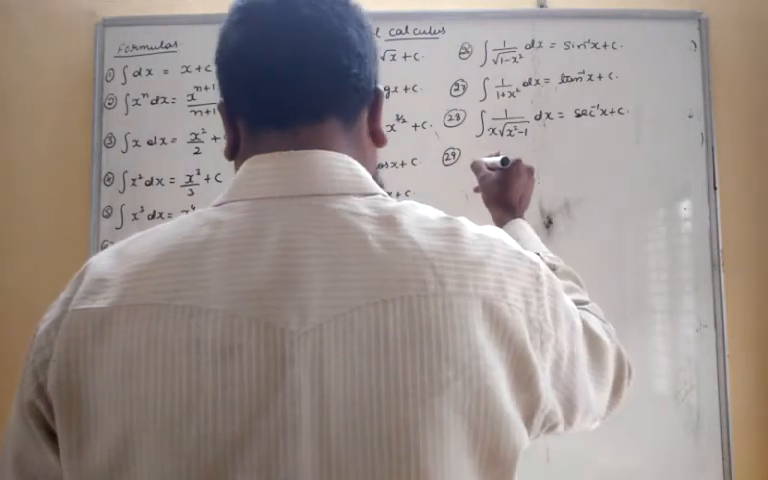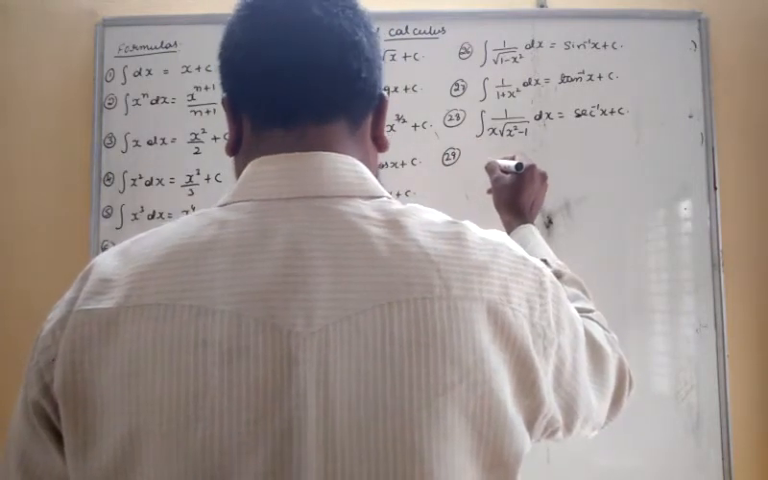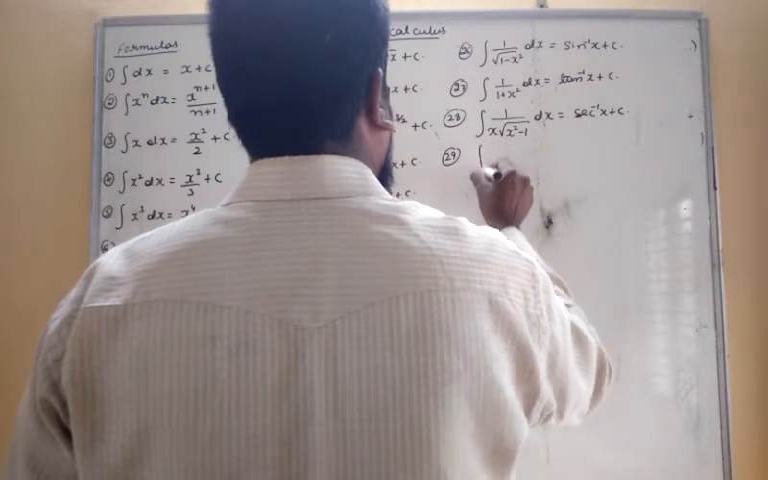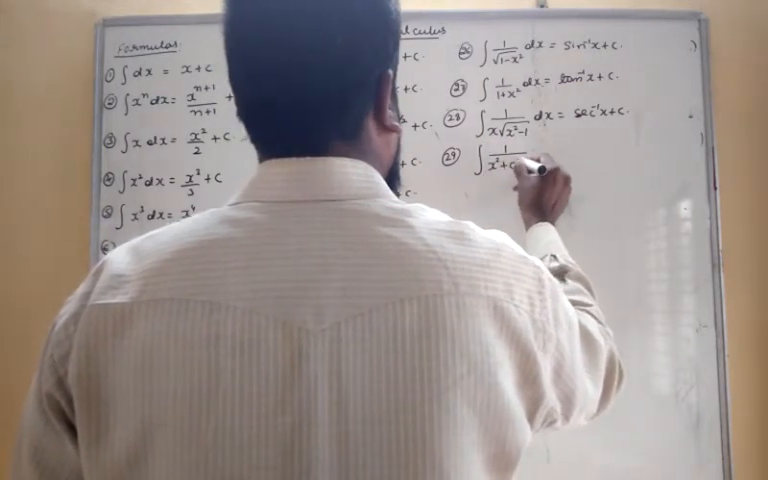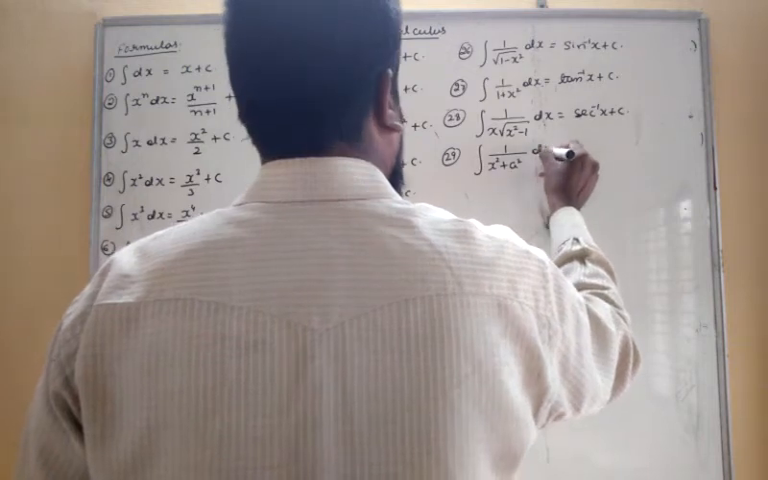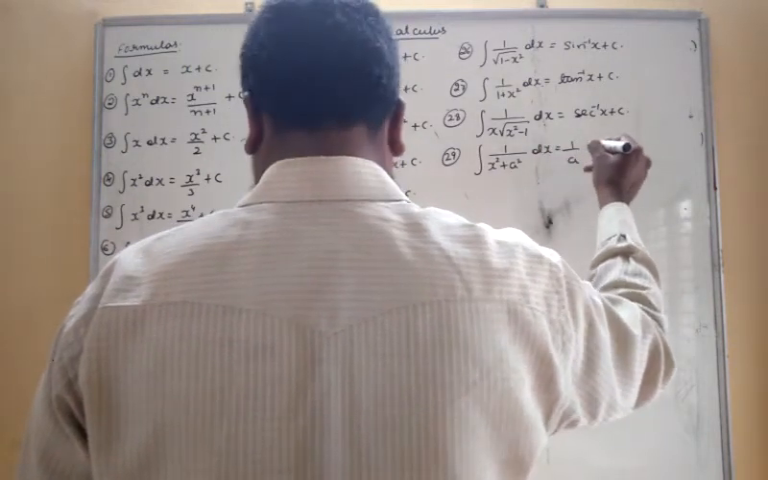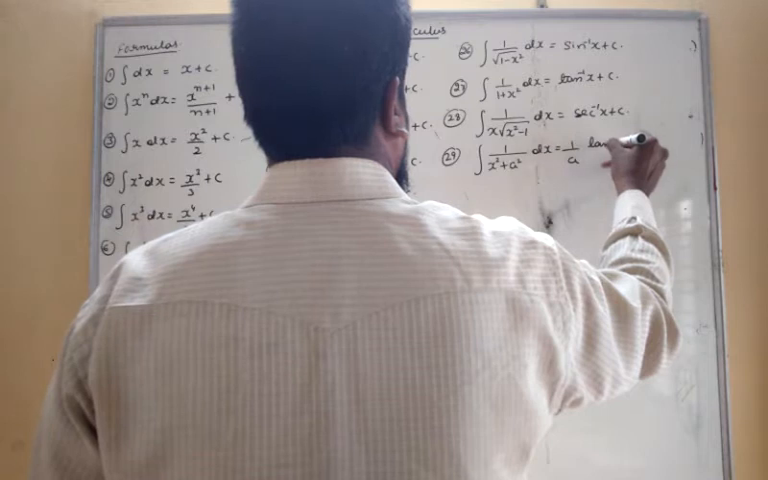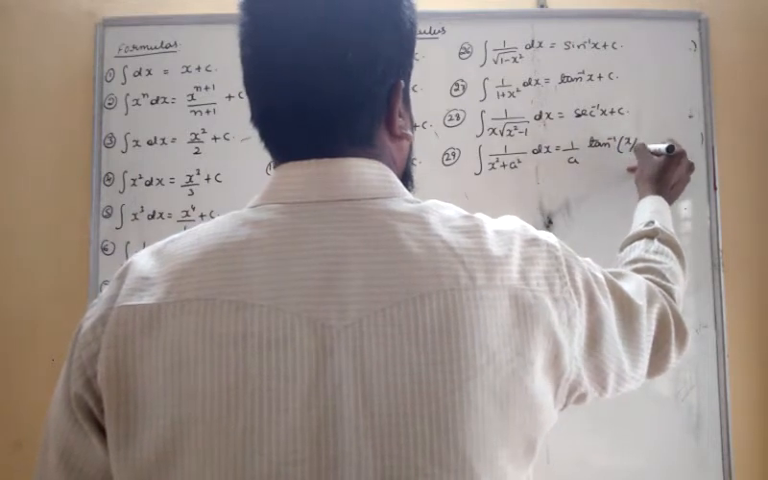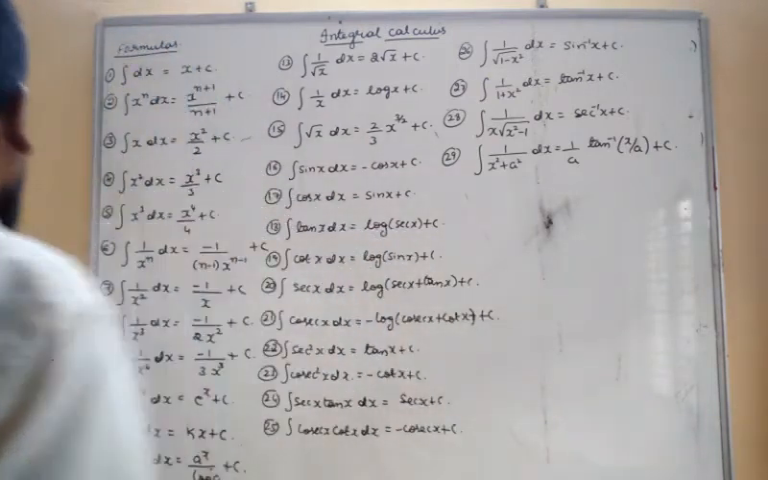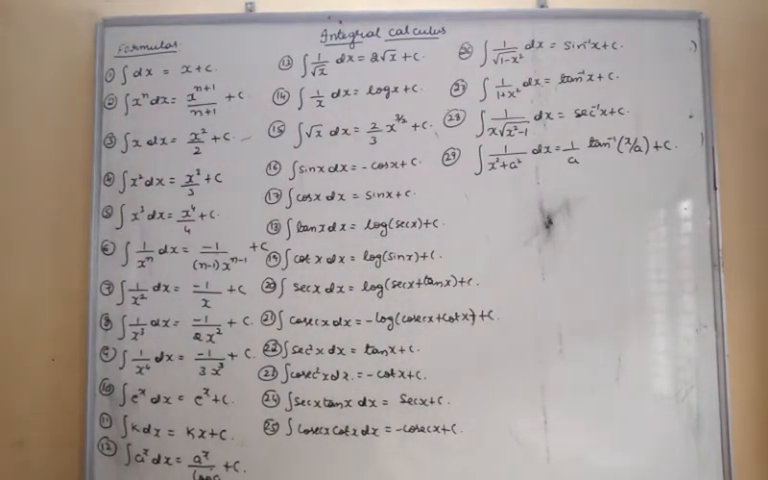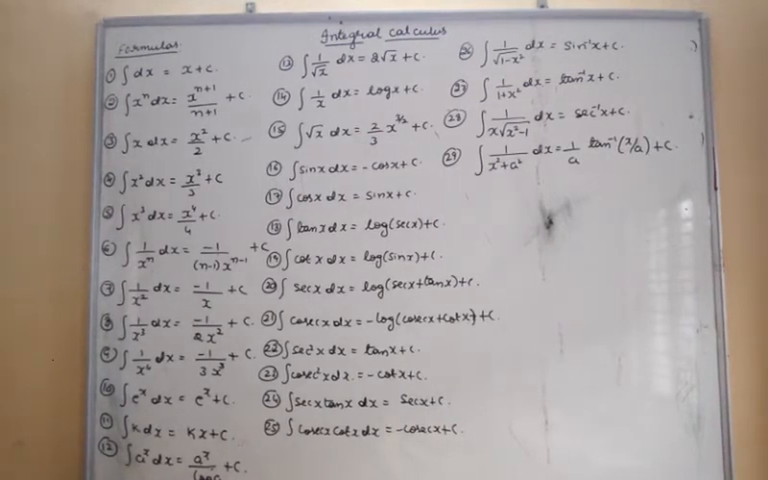Then integration of 1 by x square plus a square dx is equal to 1 by a tan inverse of x by a plus c. So these are the important formulas you should remember to solve the problems in integration or integral calculus. Take down these formulas.